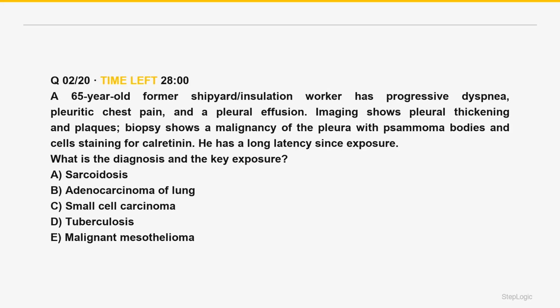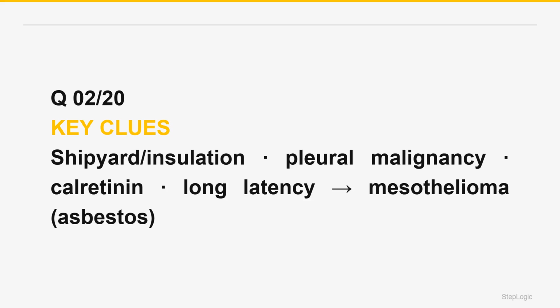What is the diagnosis and the key exposure? A 65-year-old former shipyard insulation worker has progressive dyspnea, pleuritic chest pain, and a pleural effusion. Imaging shows pleural thickening and plaques. Biopsy shows a malignancy of the pleura with psammoma bodies and cells staining for calretinin. He has a long latency since exposure. Read the command: diagnosis and key exposure. Insulation shipyard worker, pleural malignancy, calretinin, long latency: malignant mesothelioma, asbestos.